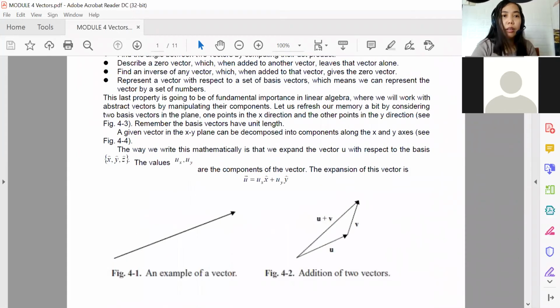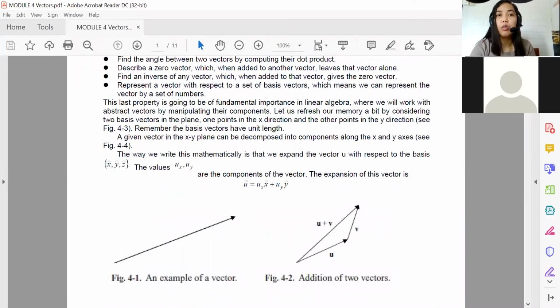And then this last property is going to be of fundamental importance in linear algebra, where we will work with abstract vectors by manipulating components. So let us refresh our memory a bit by considering two basis vectors in the plane. One points in the x direction and the other points in the y direction. So remember, the basis vectors have unit length.